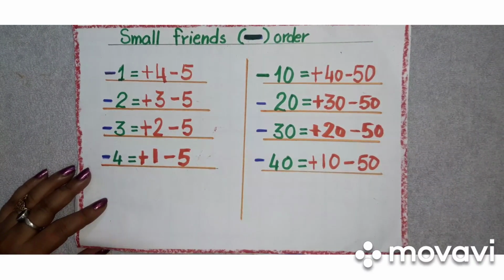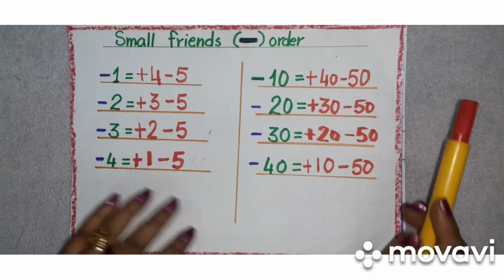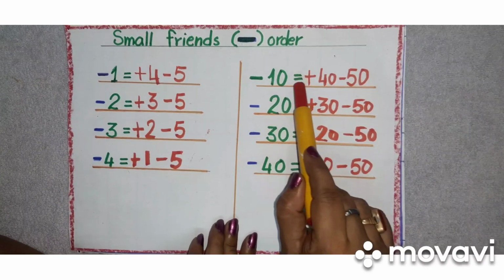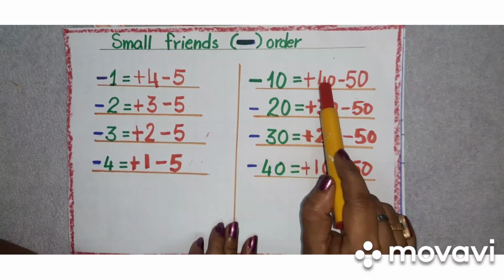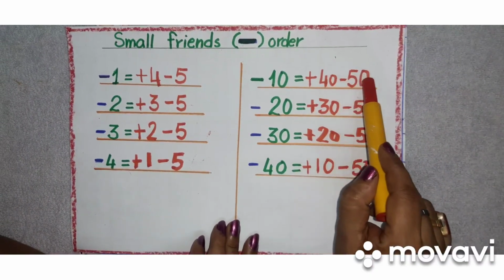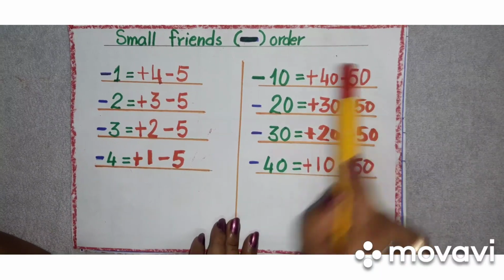This was for the 1's row. Children, the concept remains the same in the 10's row. Only the row has changed now. The question is less 10. In that case, 10's friend is 40. So add your friend 40 and less your small boss 50. In the 10's row, our small boss is 50 now.